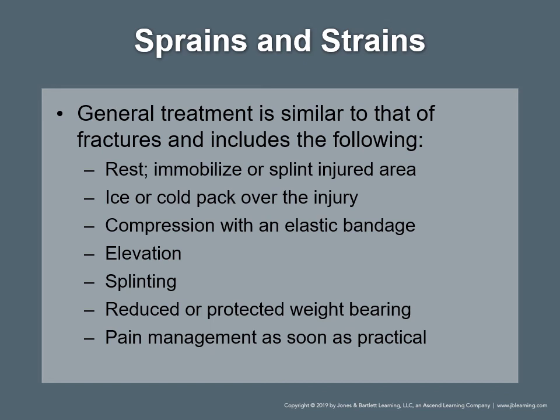Sprains and strains. It is best to err on the side of caution and treat every severe sprain as if it were a fracture. General treatment is similar to that of fractures and includes the following: rest, immobilize or splint the injured area, ice or cold pack over the injury, compression with an elastic bandage, elevation, splinting, reduced or protected weight bearing, pain management as soon as practical. Strains are treated in the same way as sprains.